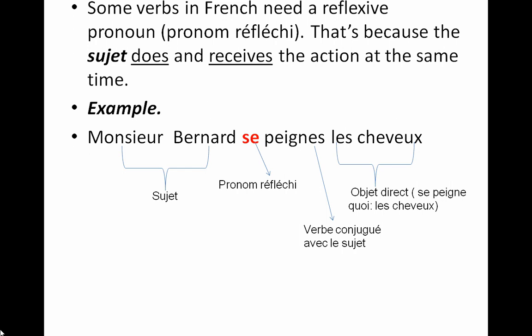Okay? So, that would be quoi? Donc, se peigne quoi? Les cheveux. That's how you answer. Okay, so you have the subject, you have this pronom réfléchi, which for the third person is se. If it was another subject, it would have been a different one. We'll see that in the table that comes. And then you have the verb that is conjugated with the subject, and then you have the direct object or objet direct.